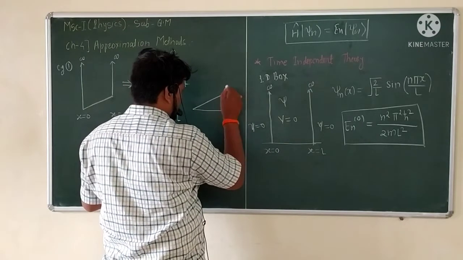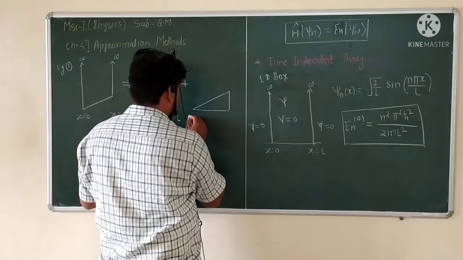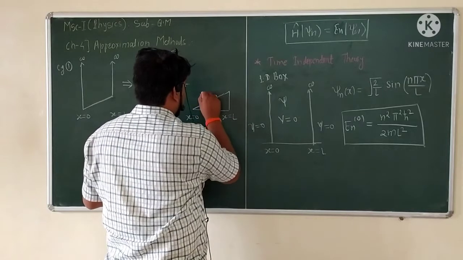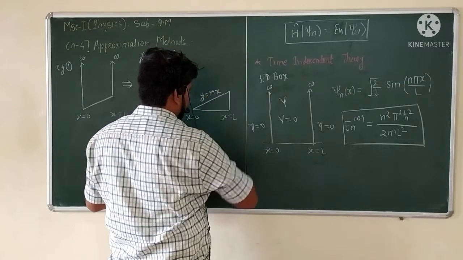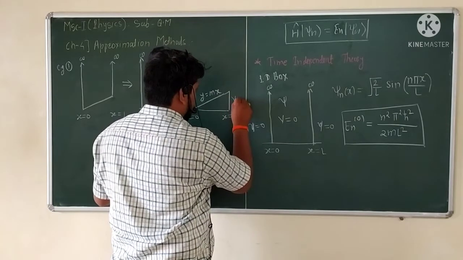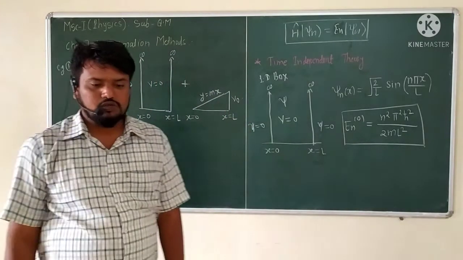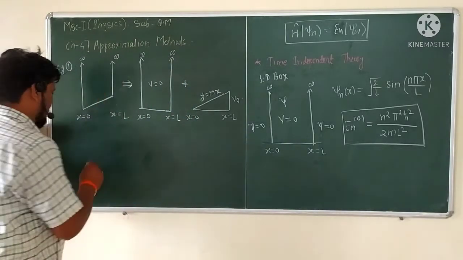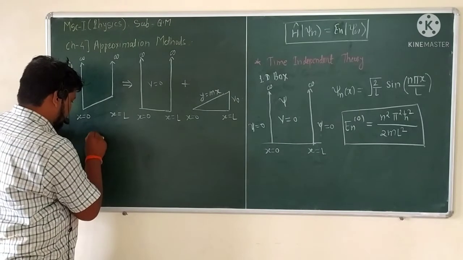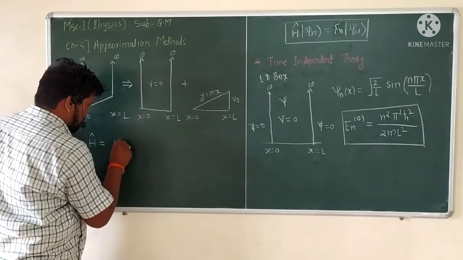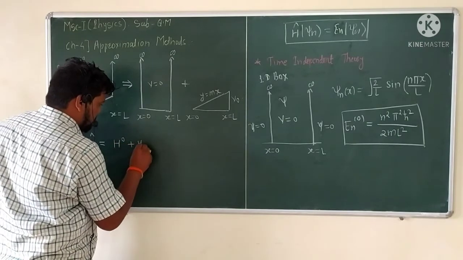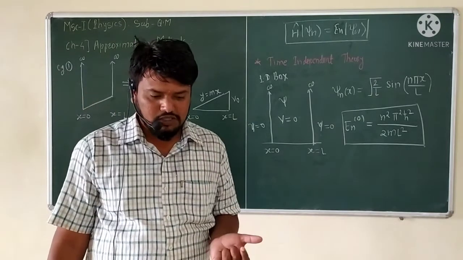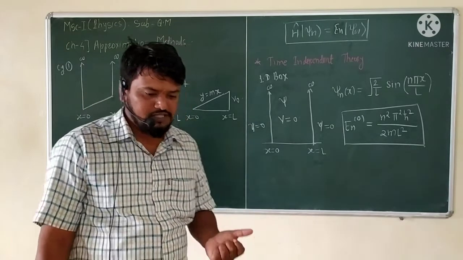original wave function or potential barrier, which is considered as this limit x is equal to 0 to x is equal to L. The equation of this is considered as y is equal to mx, and the potential is considered as V naught, and we have to know that formula. In a quantum system, H cap is equal to H naught plus H prime. This H cap is nothing but the quantum system, that is the perturbed system.